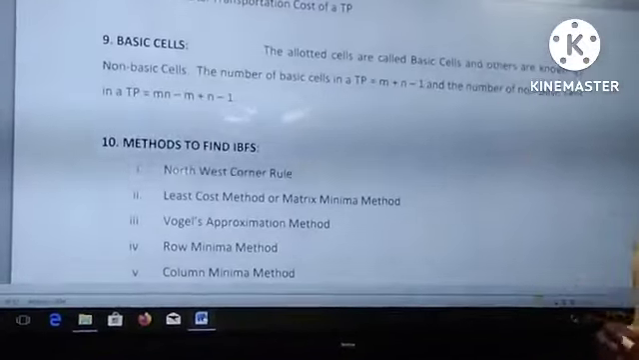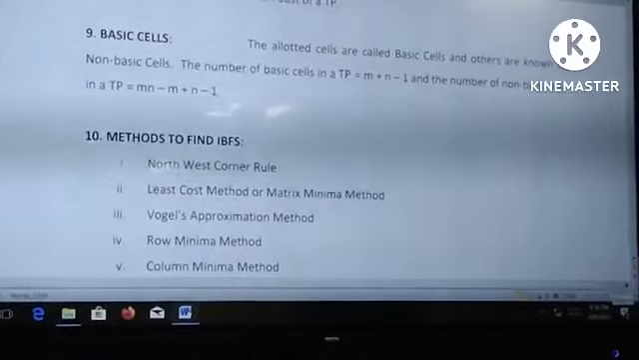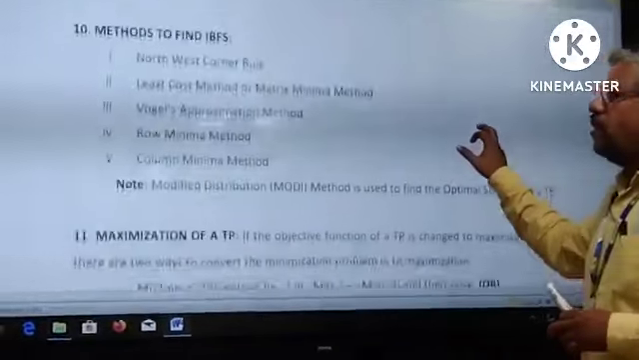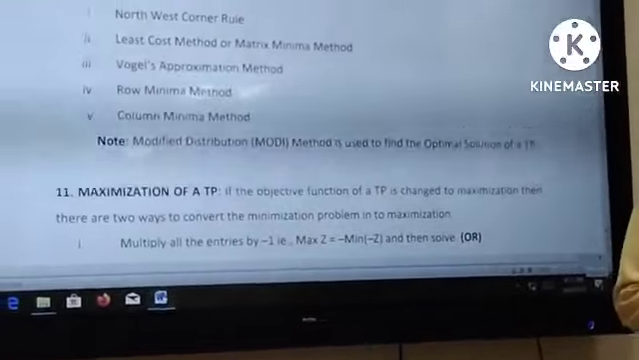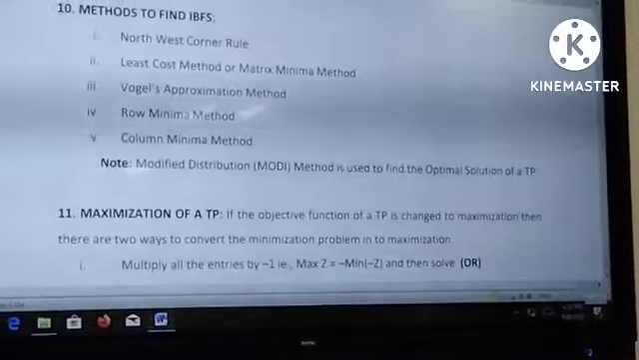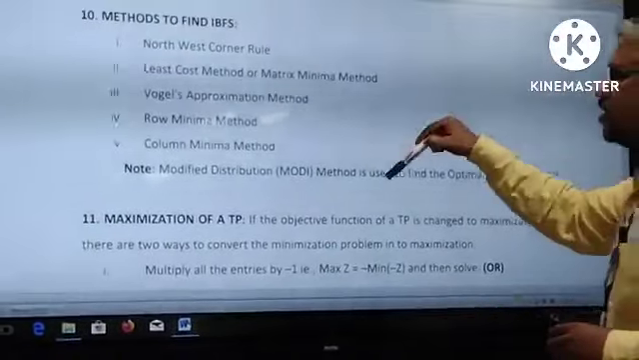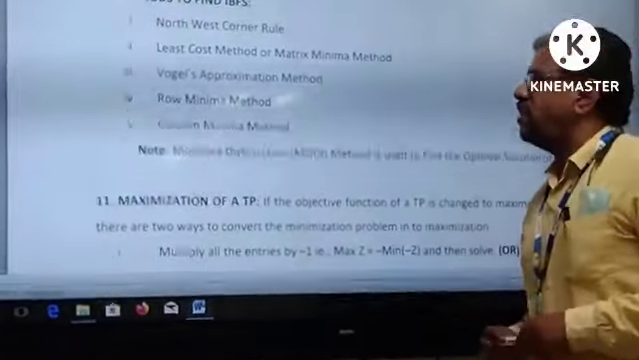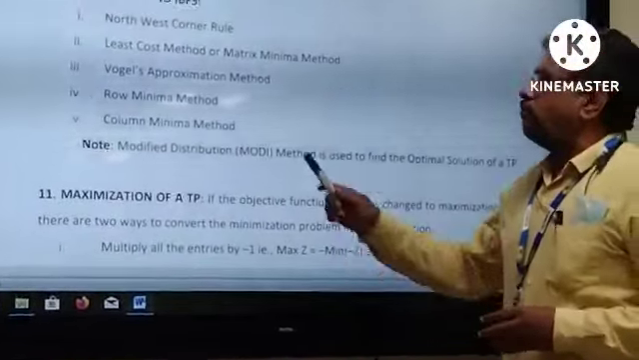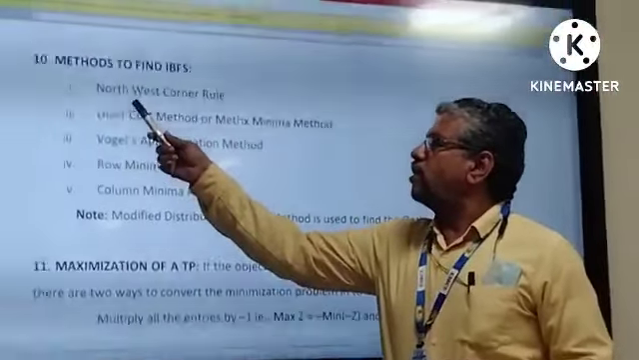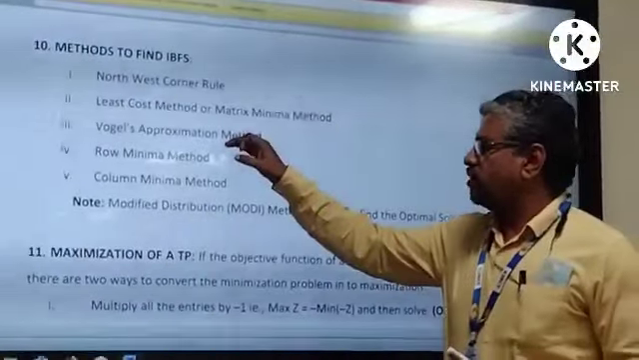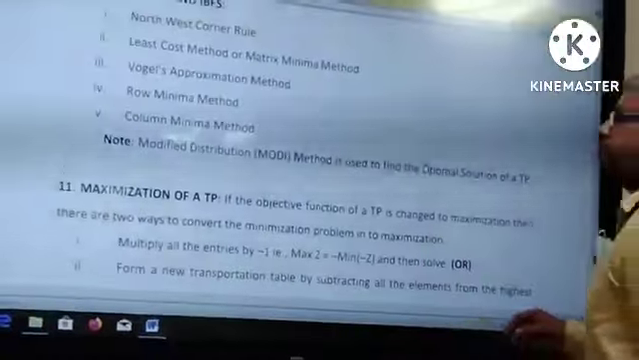What are the basic cells? The allotment cells are called basic cells. Non-allotted cells are called non-basic cells. Then there are a few methods available in the transportation problem to find the transportation cost of the given problem. Out of 5 methods, according to our syllabus, we will have only 3 methods. They are the northwest corner rule, least cost method, or matrix minima method, and Vogel's approximation method. First 3 methods.